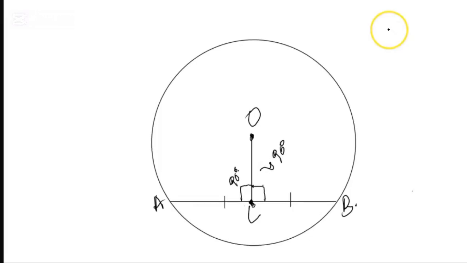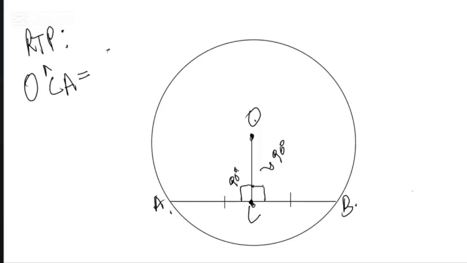After labeling our diagram, what is our required to prove? Our required to prove is that angle OCA is equal to angle OCB, right? And they are both equal to what? To 90 degrees. That is what we are actually required to prove.